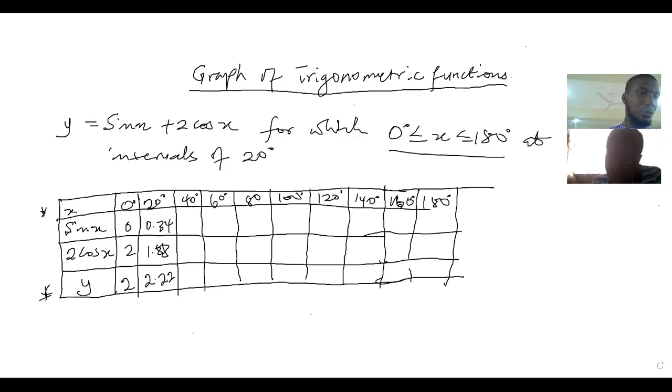After 1.33, 0.63. Negative 0.13. Negative 0.89. Negative 1.54. And then negative 2.00. Good. Let's go to the graph.